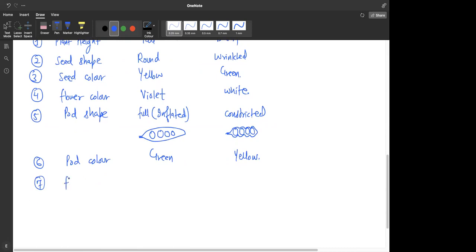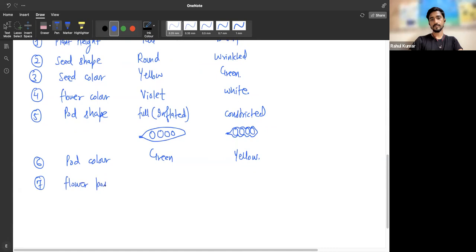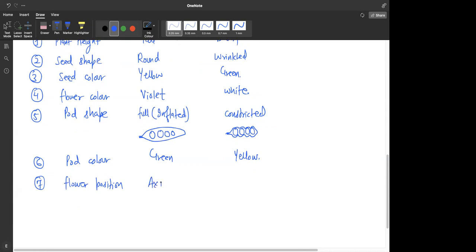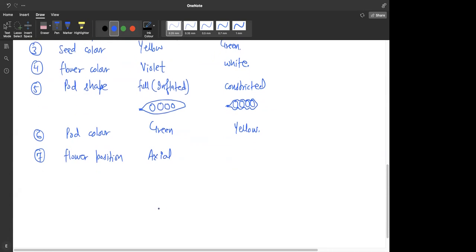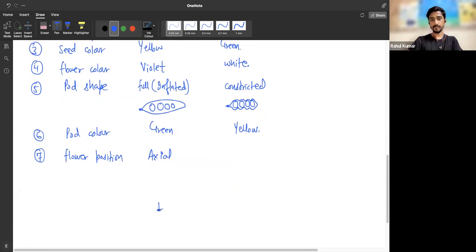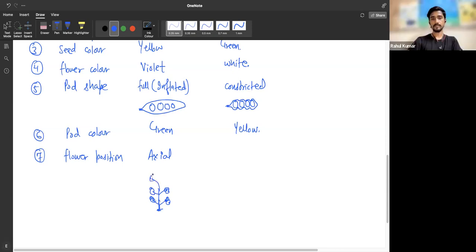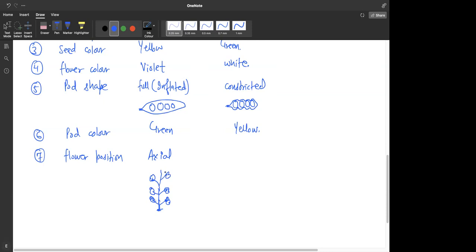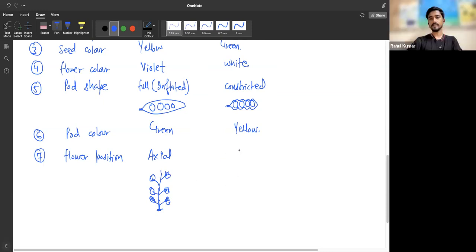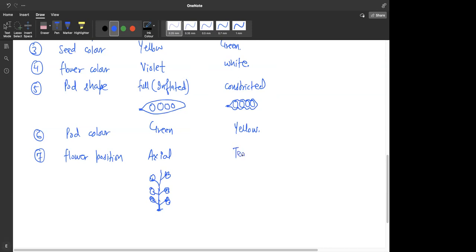And what was the last character? Flower position. And what is the dominant position? Axial. You understand what is axial? A single stem is there, but from that stem, the flowers are approaching. So axial is that flowers are always coming towards the lateral sides. The stem keeps growing. So this is axial. Whereas the recessive one is? Terminal.